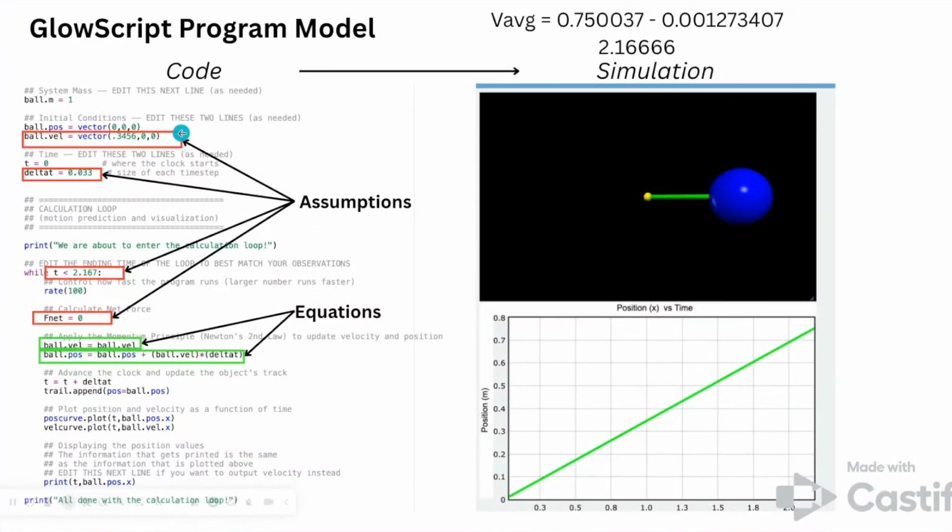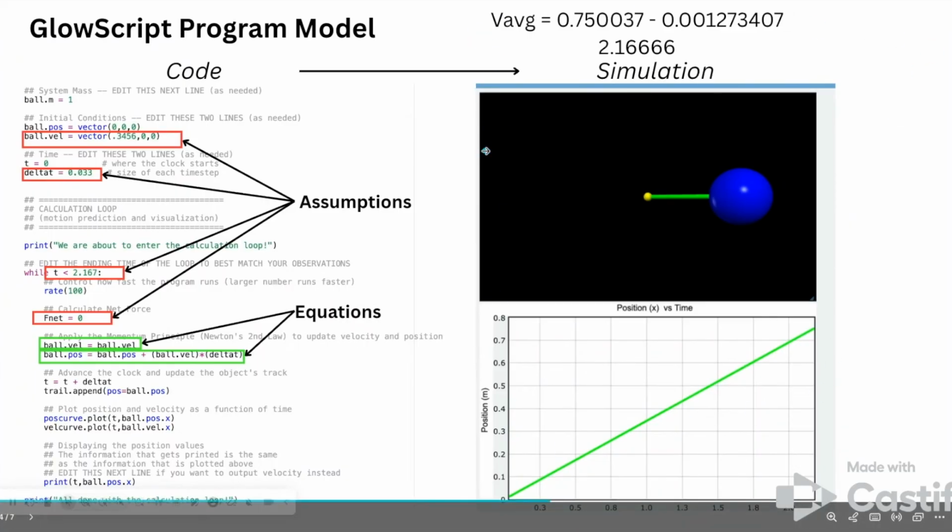So into the program model. Some of the assumptions I made in the program was that the ball velocity was 0.3456, just so it matched our real world example. And then the delta t, the difference in time, was 0.033 seconds. The maximum time was 2.167 seconds, which is just the end time of the frames that we were analyzing in the real world video. Net force is equal to 0. You have to do that to have a constant velocity. And then our equations: our velocity, since it's constant, is just equal to the velocity. Then the position, that's just our position update formula as well. And then these are the outputs from that program in GlowScript.